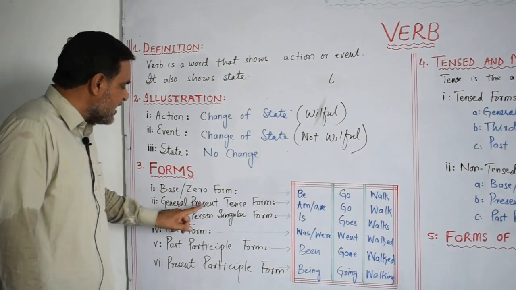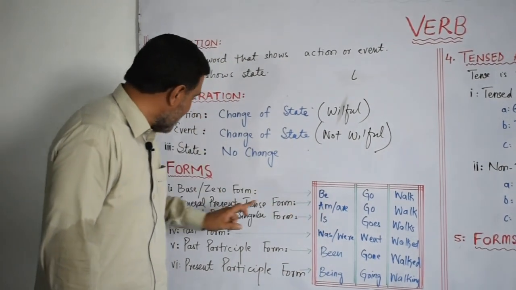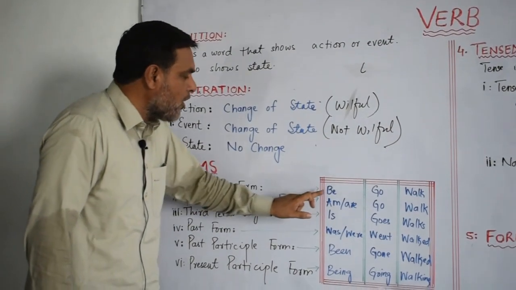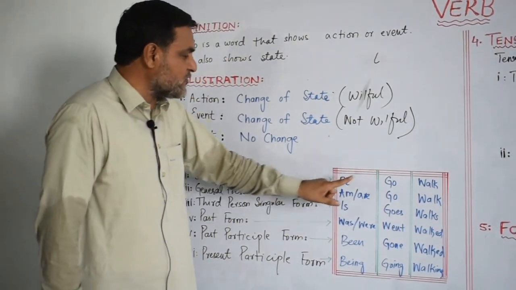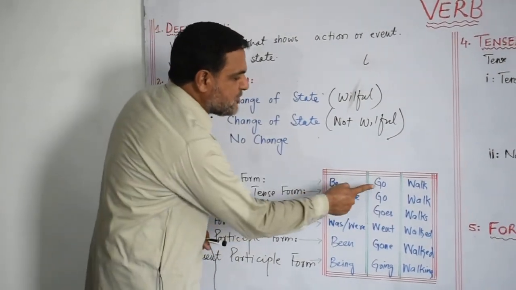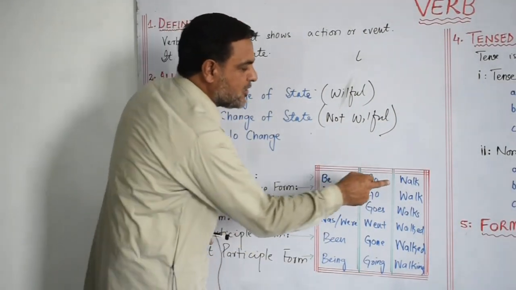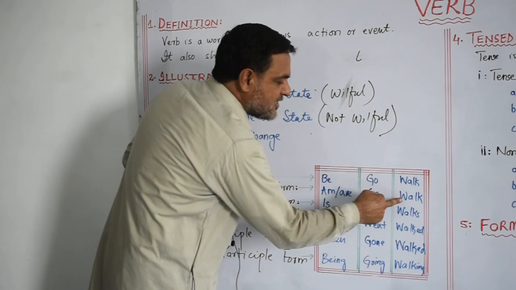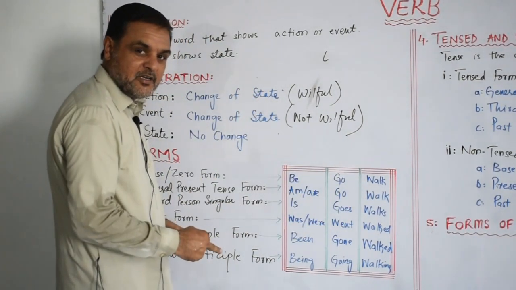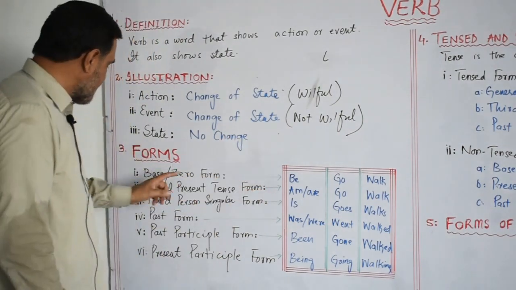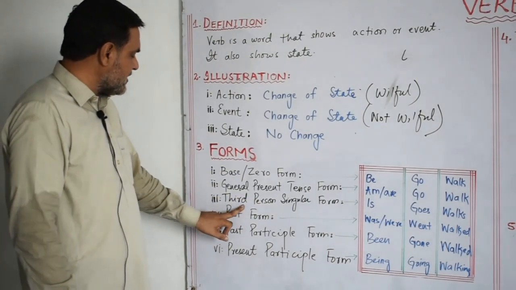And next one, general present tense form. M and R, they are the general present tense forms of be. And go is the general present tense form of go. See, there is no difference between the zero form of go and the general present tense form of go. Coming towards this one, walk, there is no difference between the general present tense form of walk and the base form of walk. So these are the examples of base or zero forms and general present tense forms.